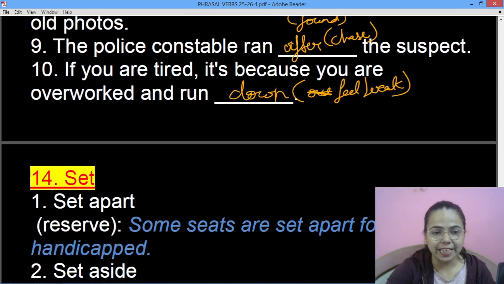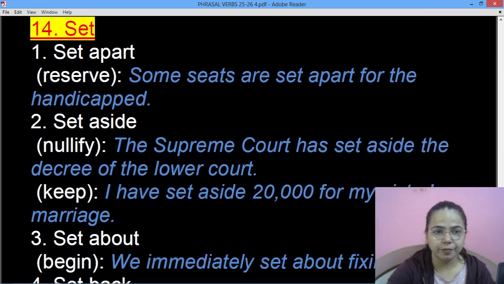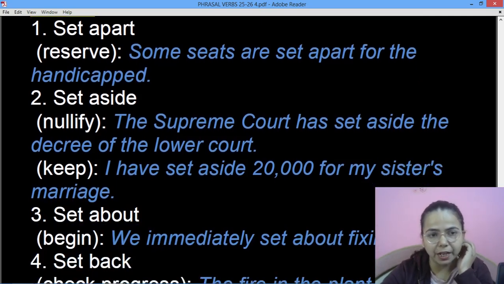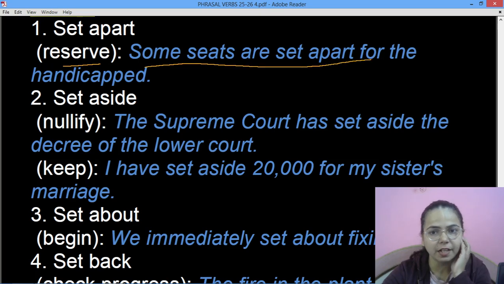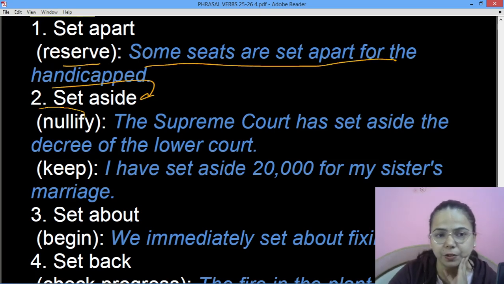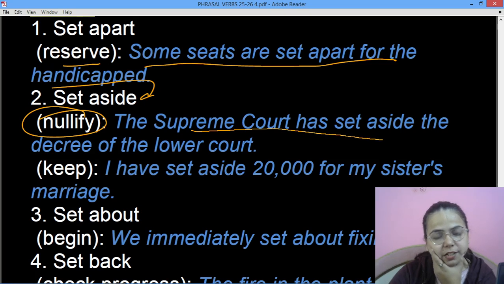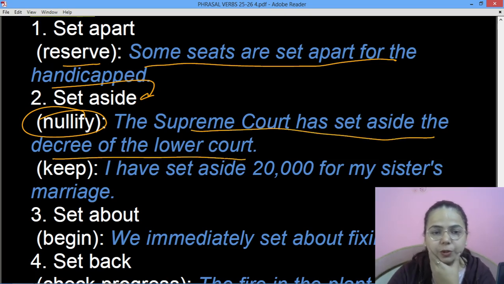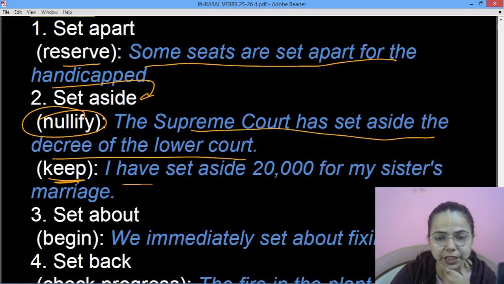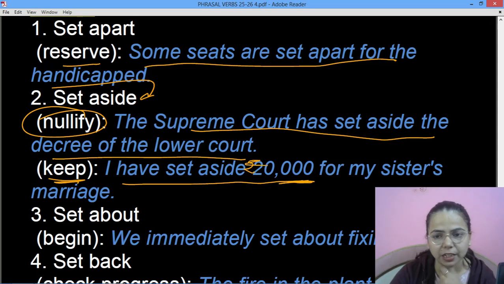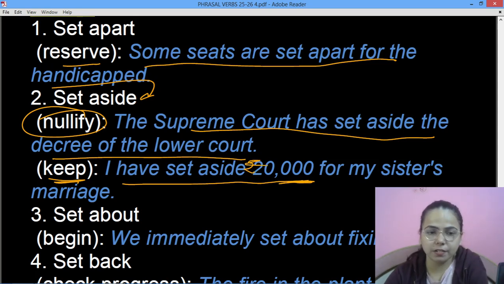Then next is to set. Okay, to set apart or to reserve. Some seats are set apart for the handicapped. Set aside, when you put something aside. The Supreme Court has set aside the decree of the lower court. To keep something: I have set aside 20,000, that is rupees 20,000, for my sister's marriage.